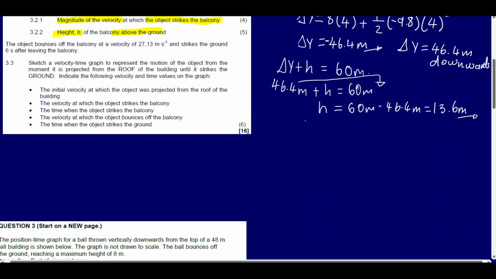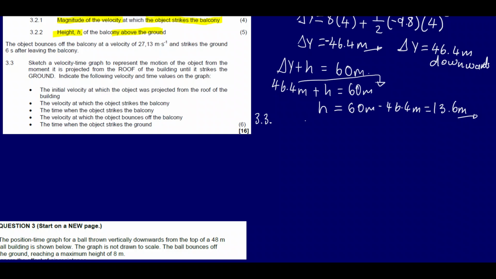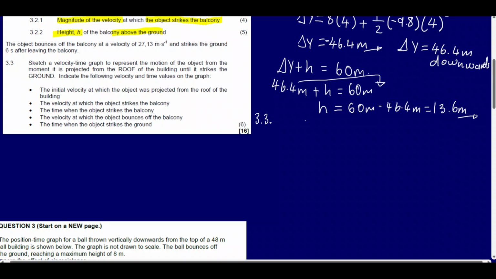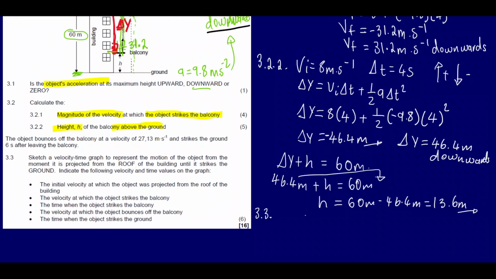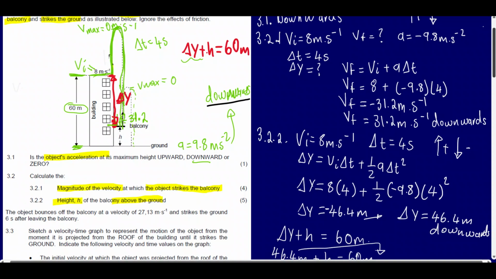Good. Okay, now let's get straight into the last question, where it involves sketching the graph, right? I know that this is a section where most students find a little bit challenging. I don't know why, but let's try to get straight into it.